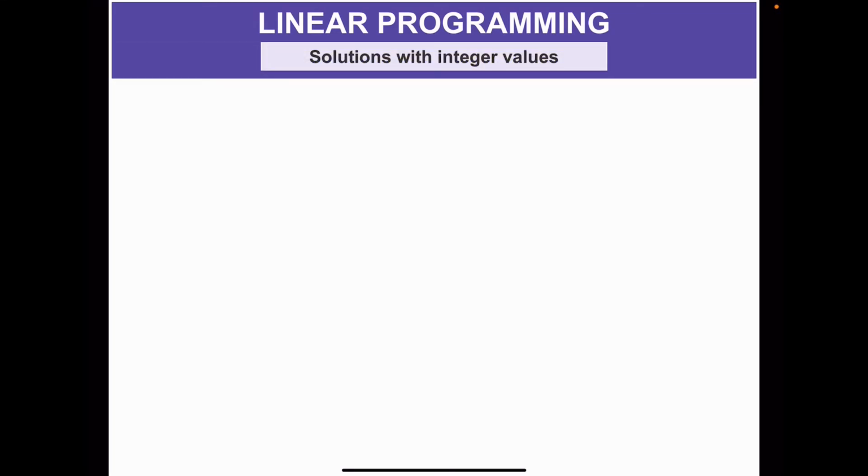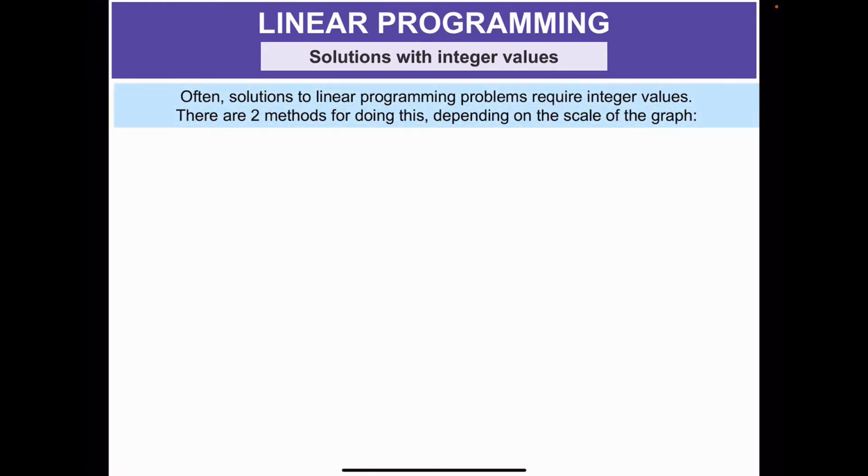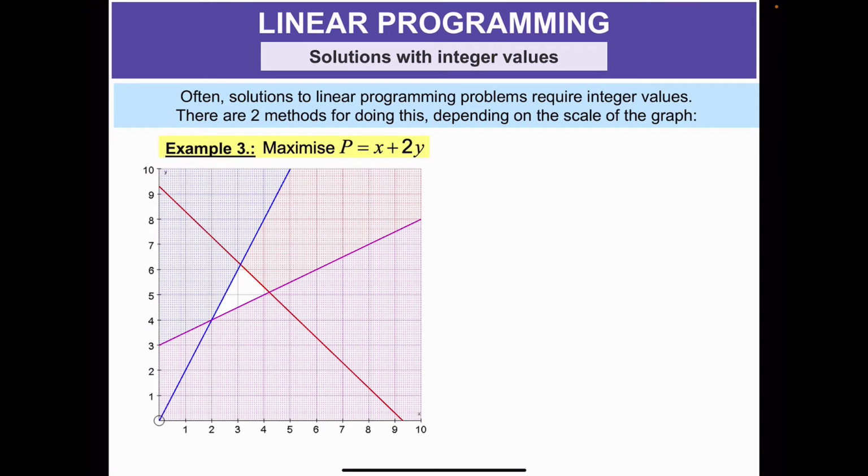And now the last point that we need to talk about and go through is how to find the solution with the integer values. Because obviously, if you recall the very first problem we have done, we talked about the cows and sheep and how many cows and how many sheep we need to buy. Then this problem obviously requires integer values for the solutions. There are two methods for how to do it, and they depend on the scale of your graph.